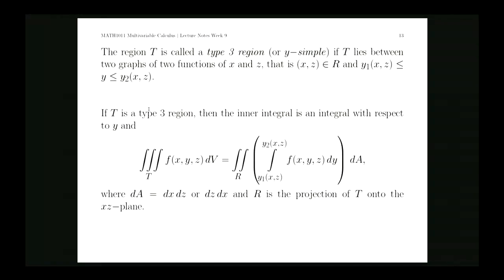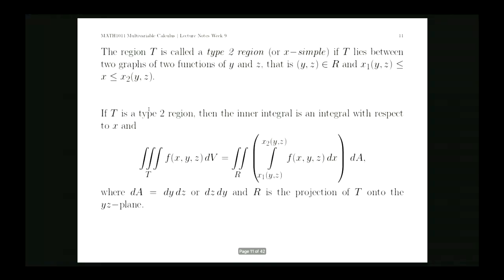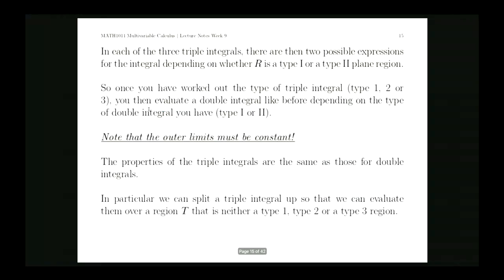And then type 3 is, it's convenient to do y first, and you're integrating over a region in the xz plane. So all up, this can be done 2 ways for each type, so there are 6 different ways to do it. Some of them might be easy, some of them might be impossible, or they might all be doable, you just don't know.